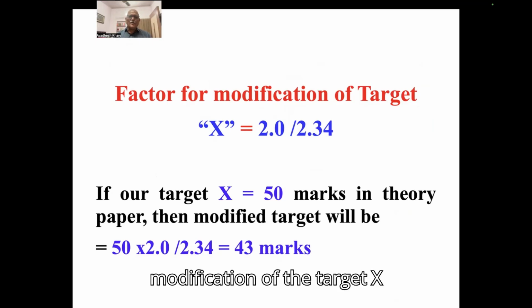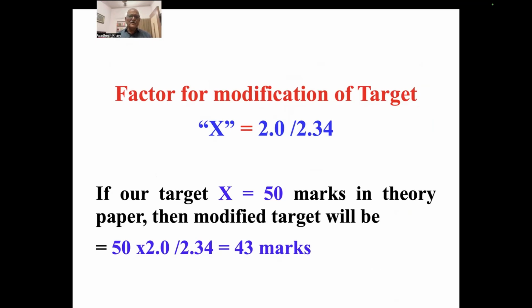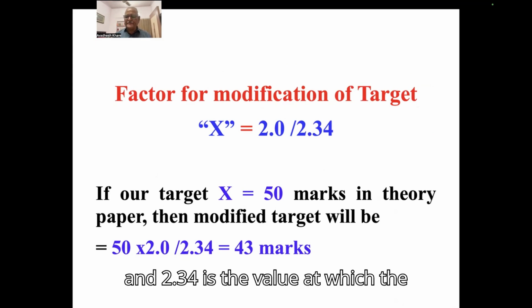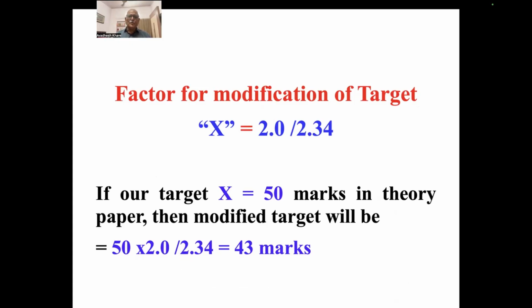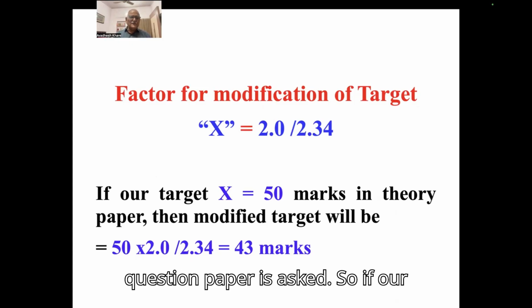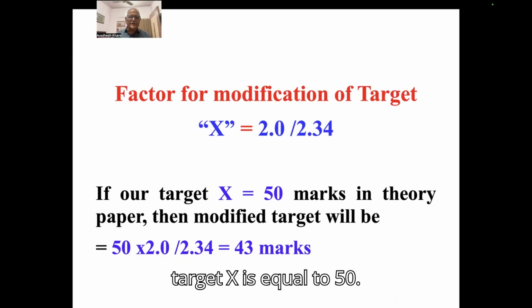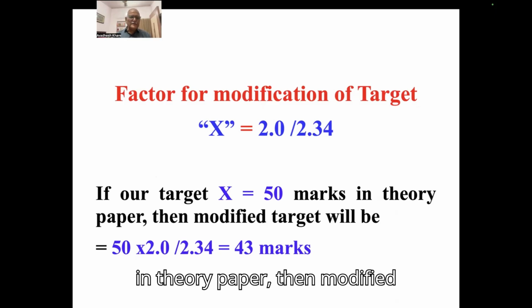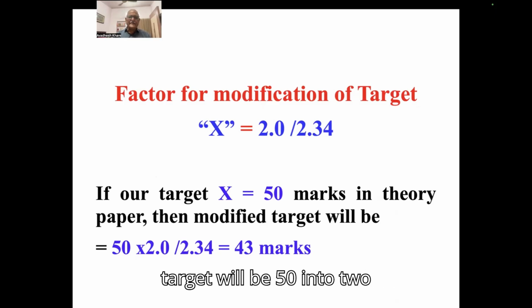So the factor for modification of the target x will be 2 divided by 2.34, where 2 is the value at which the course is taught and 2.34 is the value at which the question paper is asked. So if our target x is equal to 50, the threshold value is 50 marks in the theory paper, then the modified target will be 50 into 2 upon 2.34, that is 43.